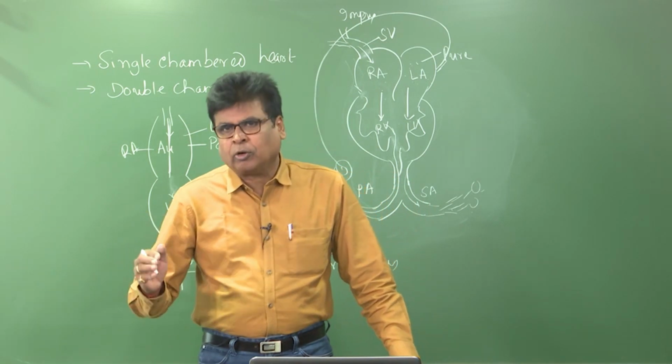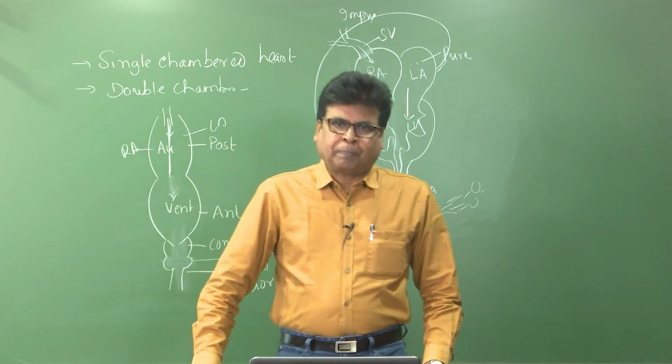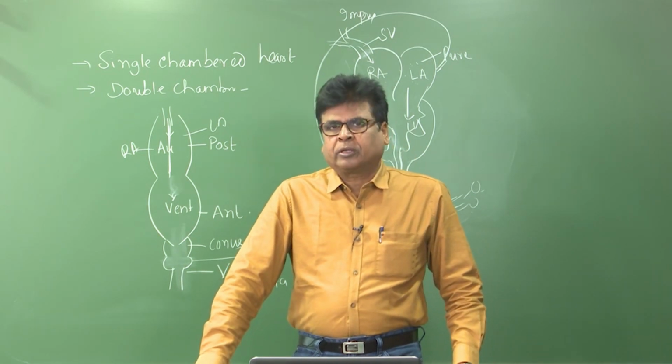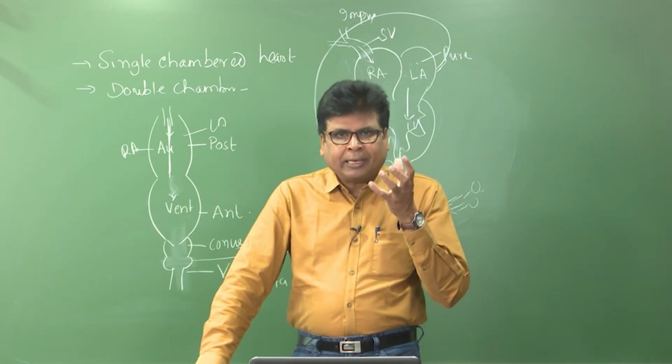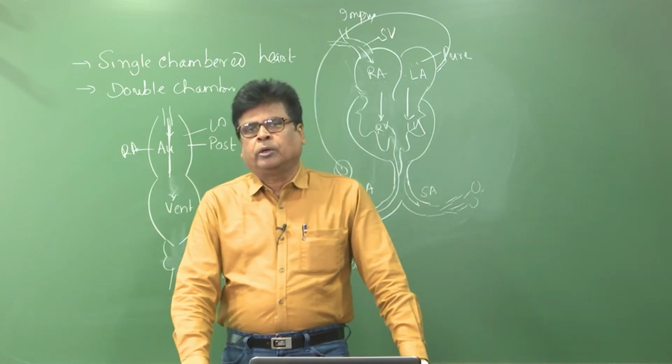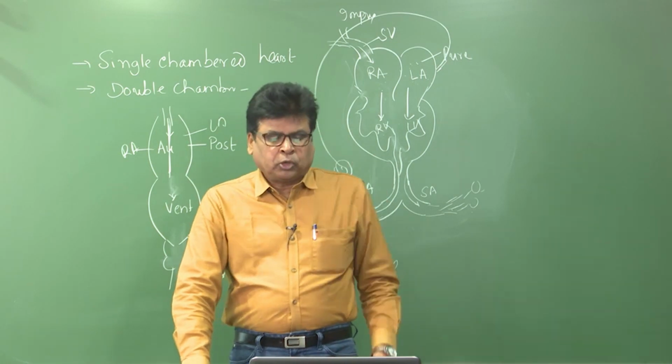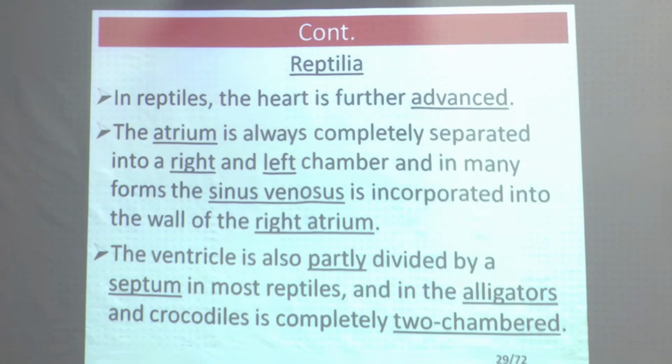You know, just after the amphibian, the reptile comes. The reptile is a more advanced type of tetrapod than the amphibian, but in reptiles there is also a 3-chamber heart, which is developed to some extent. So, in reptiles the heart is further advanced. The atrium is always completely separated into right and left chambers, and in many forms the sinus venosus is incorporated into the wall of the right atrium.